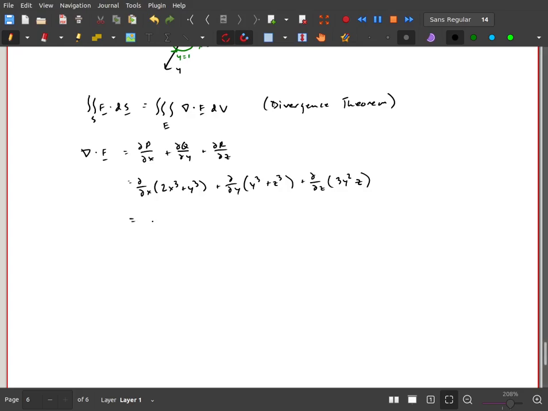So this becomes 6x squared plus 3y squared plus 3y squared. Okay, so that's pretty simple. 6x squared plus 6y squared. That's not too bad if we were to integrate this, because we can also factor this out and have 6 times x squared plus y squared.